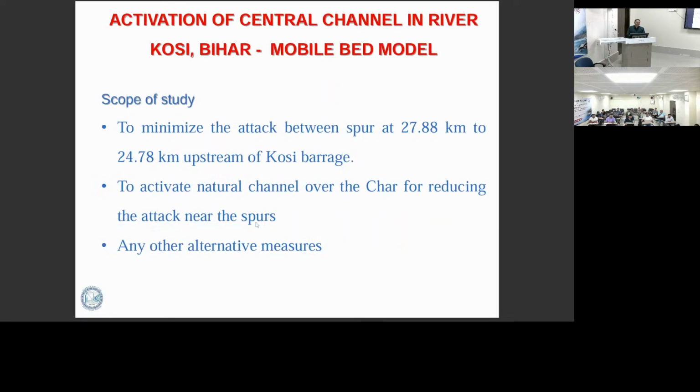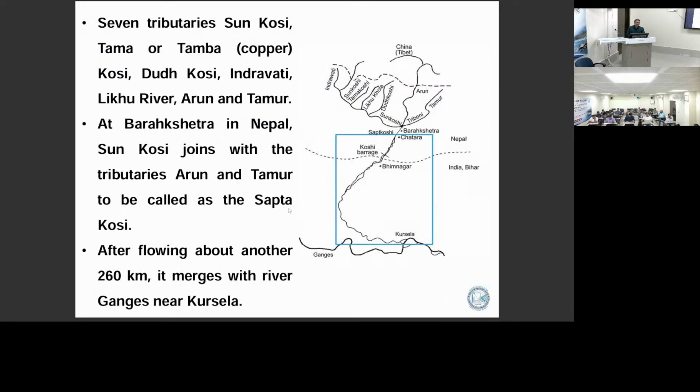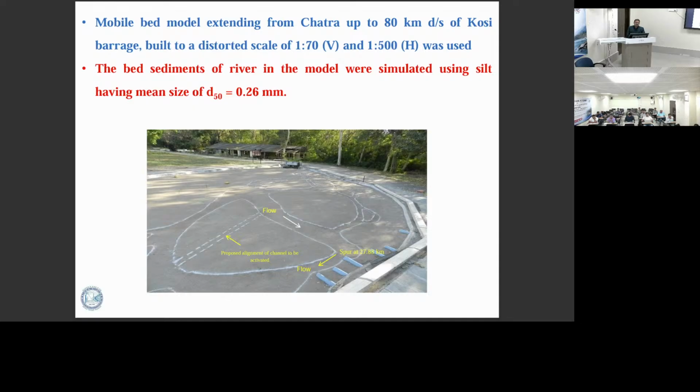Then the activation of a channel in Kosi barrage, mobile bed. There was a pilot channel proposal here in the Kosi. This is the Kosi barrage upstream. A lot of spurs are there. There is a problem between 27.88 and 24.78 in the river. So we have done model studies. This is river Kosi. The model has a 570 scale. If you visit CWPRS, you can see that model. This is the upstream point, and this is the dry model, and this is the pilot channel proposal, which was the proposal of the project authorities.